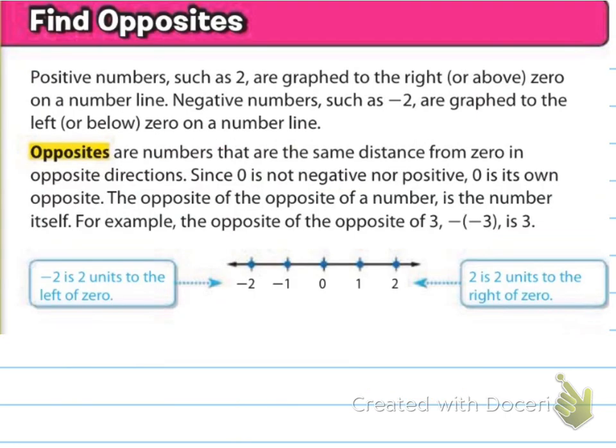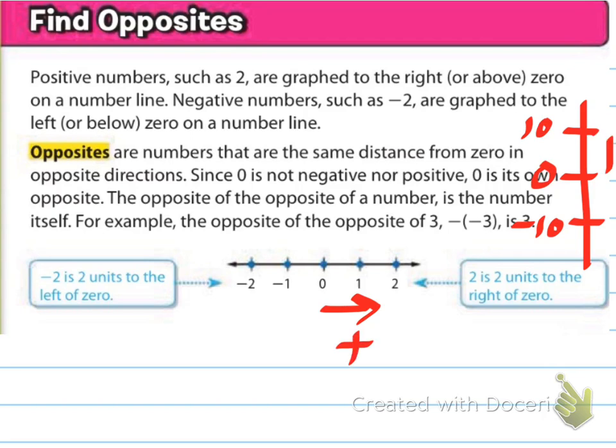All right, so find opposites. Positive numbers such as 2 are graphed to the right or above 0 on the number line. And when it says above, remember that we can talk about our temperatures, where here's our temperature at 0, down here is our negatives, and up here is our positives, okay? So either to the right are the positives or up are the positives, okay? And the negative numbers, such as -2, are graphed to the left or below, okay? That's where our negative numbers are as well.